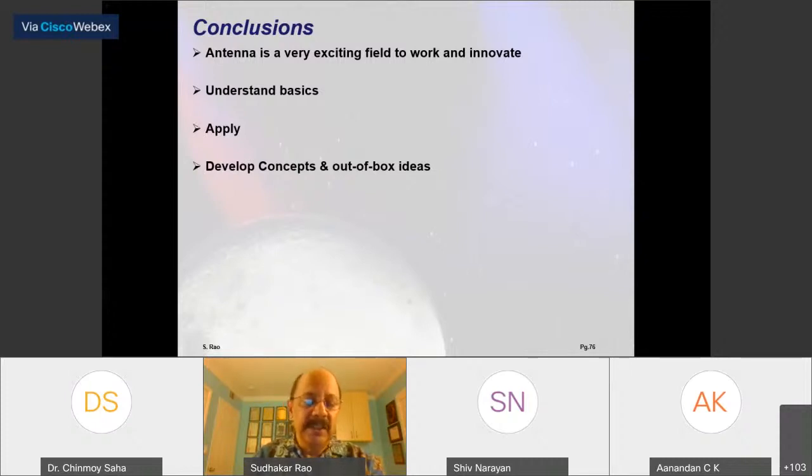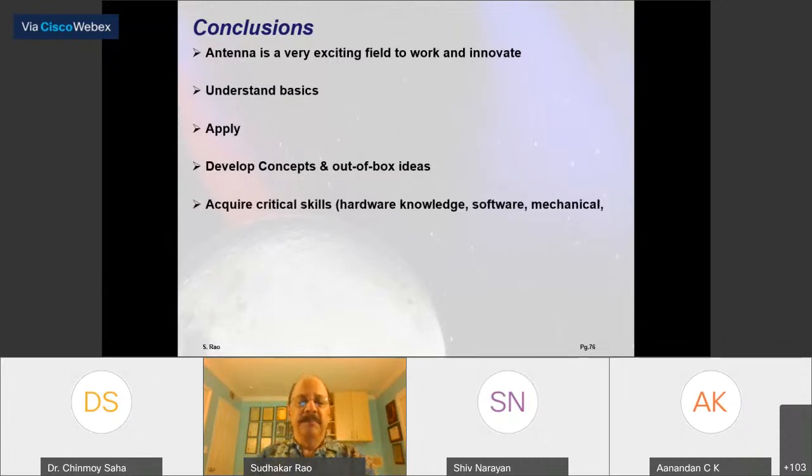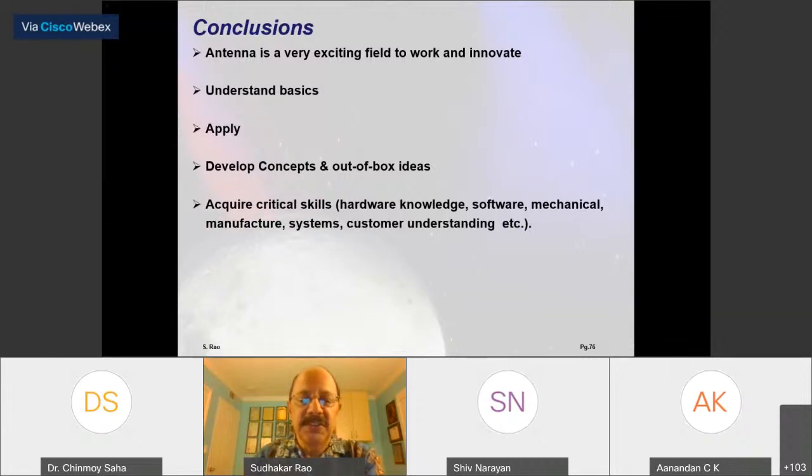And then once you join the company or industry, you have to develop concepts. And once you become a senior, you have to think outside the box. So acquire critical skills: hardware knowledge, software, mechanical, manufacturing, system engineering, customer understanding. All these things are important. So don't just look into your own area. Try to work with other areas also, learn what people are doing and what is important for them.